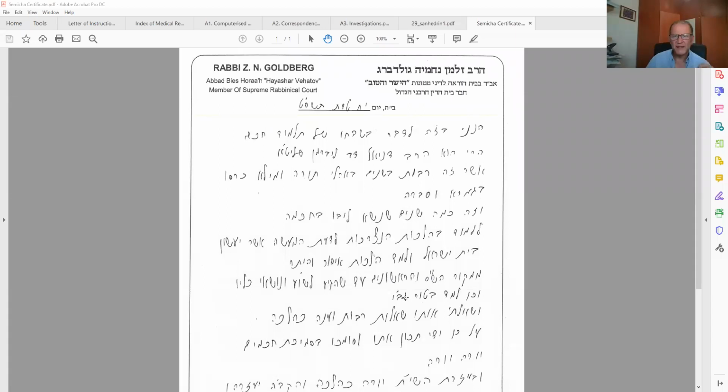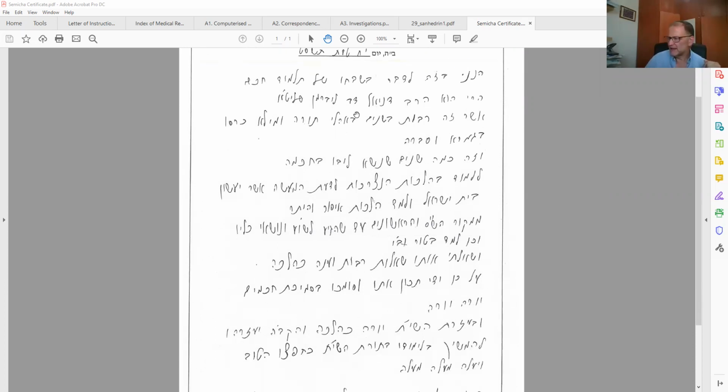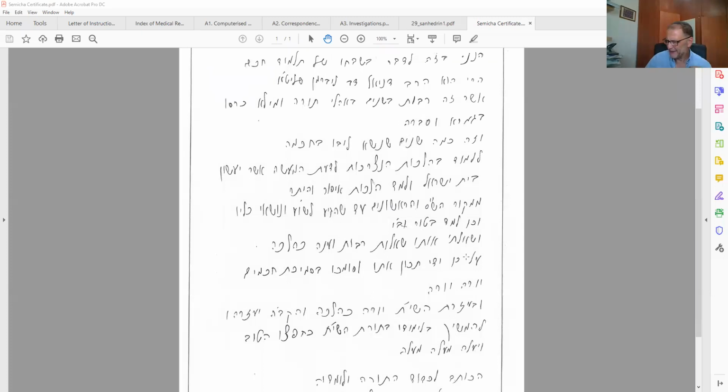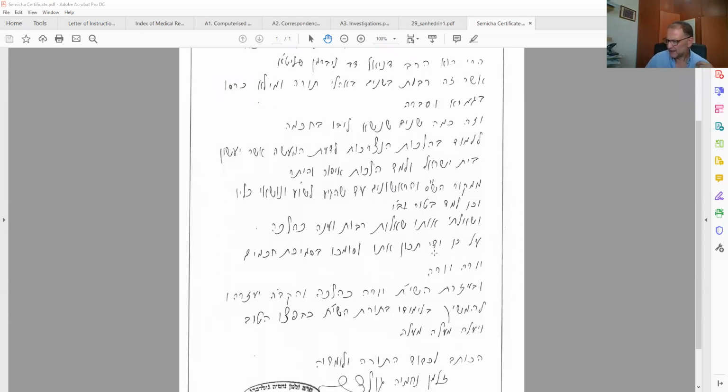You can see that smicha now, Rabbi Z.N. Goldberg. This is the smicha of my son Dan, from Rabbi Zalman Nehemiah Goldberg, Av Beit Din of Hara Hayashar Ve'atov, member of the Supreme Rabbinical Court. Now, all this lot says that Dan has learned all the things that he needs to learn, and I have tested him with many questions, and I'm satisfied that he knows all of the things that he needs to know. Al-Kain, therefore, it's fitting for me, says Reb Zalman Nehemiah Goldberg, l'somcho, to give him smicha b'smichut Chachamim, with the smicha of Chachamim.